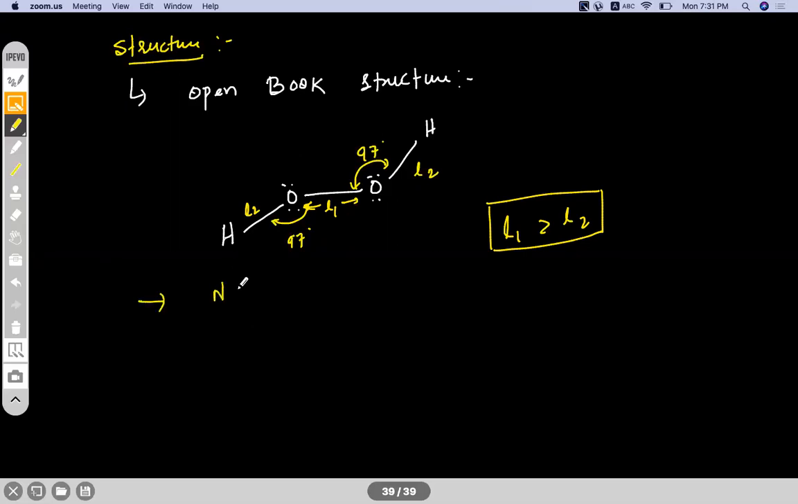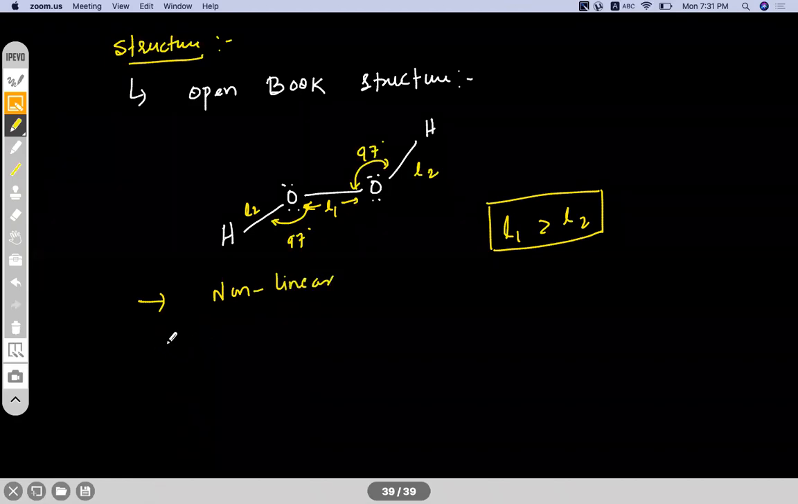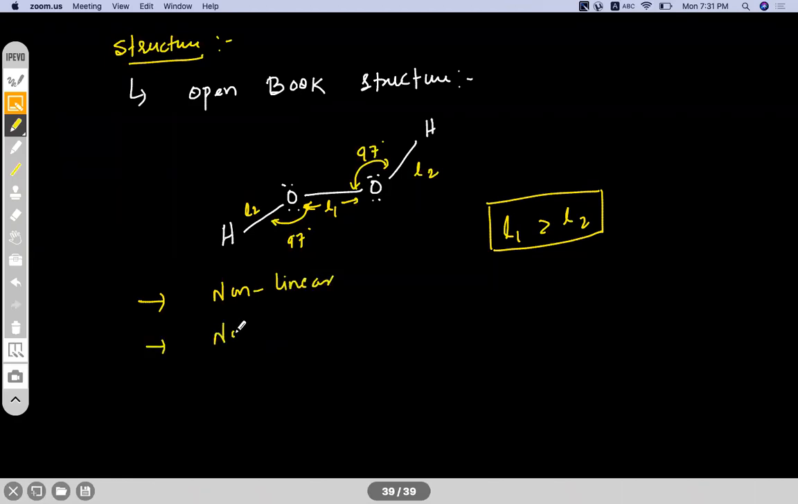It is non-linear and non-planar. Non-linear and non-planar structure we have. Okay, understood? So these two properties, the bond length, name of the structure, non-planar, non-linear, you must remember.